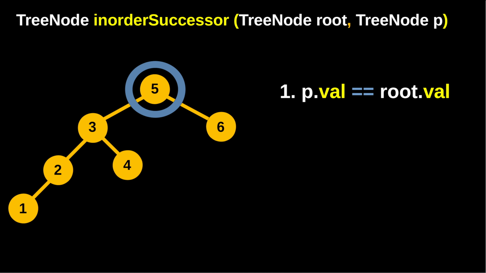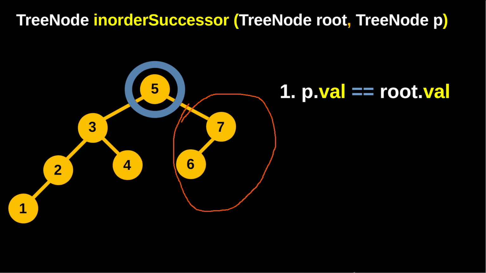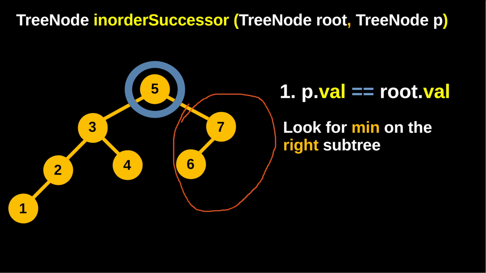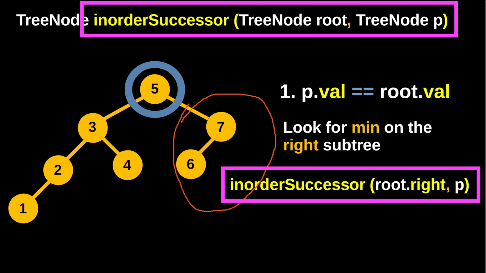So first scenario, the value of P is the same as the value of root. Where is the in-order successor of P? Well, it must be in the right subtree. So in this tree, this will be 6. Now there could be other nodes on the right subtree. Consider this tree, it is still 6, but notice where the 6 node is here. We can say that for scenario 1, the in-order successor must be in the right subtree, and what we are looking for is the minimum value in the right subtree. Another way of looking at this is that basically we are looking for the in-order successor starting from the right child of the root node. So we can do this. We are using the same function, and it should return the in-order successor for the node P.